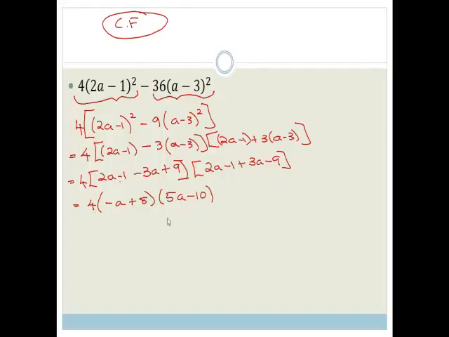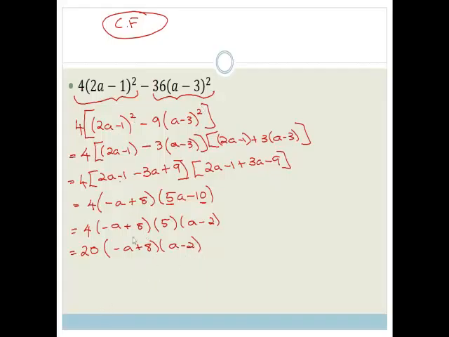And I hope you can see that we're not finished yet, because they asked us to factorize completely. If you look at this, although there's no common factor in this bracket here, with minus a plus 8, over here we've got a 5 and a 10. So we could actually take out a common factor of 5, and you're left with a minus 2. So we've got 4 times 5, which is 20. And we're left with minus a plus 8 and a minus 2. And that's it. That is the final answer.